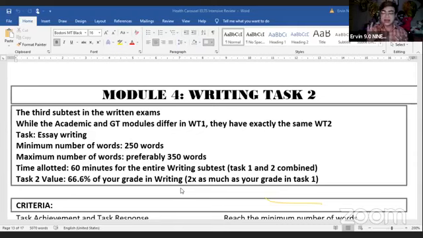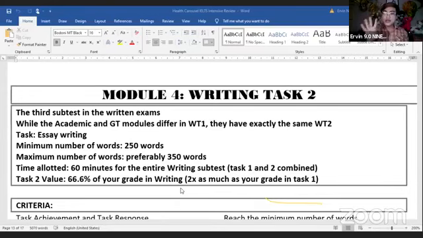Number two, if you're a nurse planning to work in the US, UK, Ireland, Australia, or New Zealand, it's the academic module. Now, some of you are wondering, if that is the case, then who takes the general training module? Number one, those who are applying for a spouse visa. Number two, fiance visa. Number three, the skilled workers applying for a working visa. Who are the skilled workers?